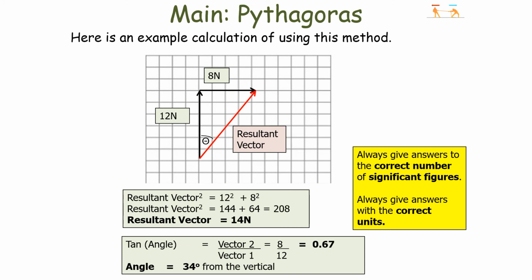So we can use this example to work out both the resultant vector and the angle. In this particular example, you can see we've worked out the resultant vector by doing the two values squared and added together. What we can then do is square root that answer and work it through to get our resultant vector to be 14 newtons. What we can then do is say the tan of the angle is vector 2 over vector 1. So in this case it's 8 over 12, which equals 0.67. So our angle is then 34 degrees from the vertical.